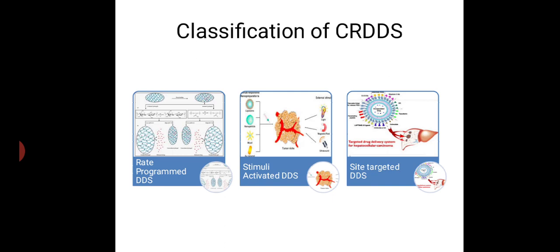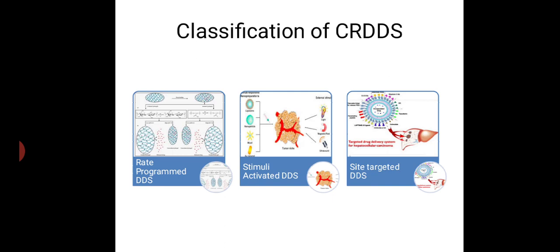Rate programmed drug delivery system. We are discussing controlled release drug delivery systems. That means the release of the drug from the delivery system must be in a controlled manner. It should follow a zero order rate. For developing this, we have a type called rate programmed drug delivery system. That means the rate at which the drug has to be released from the delivery system is pre-programmed. It is programmed or designed within the system.